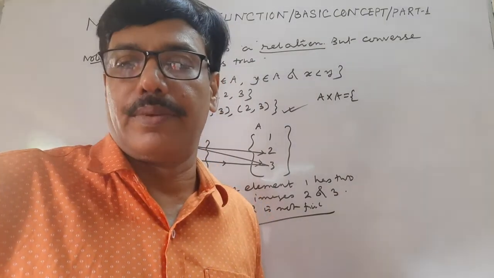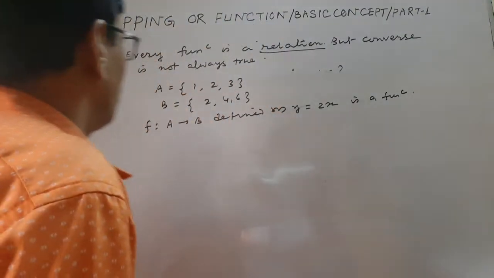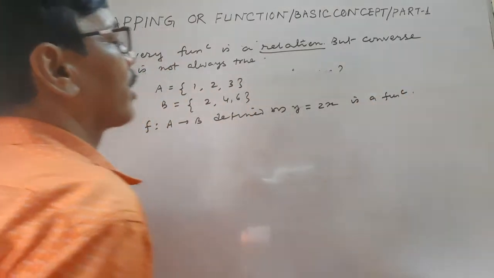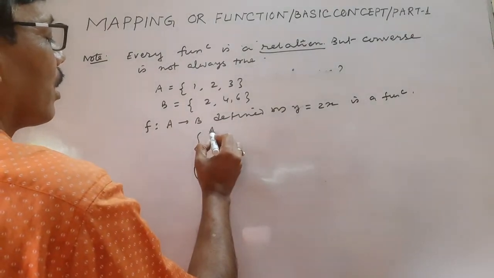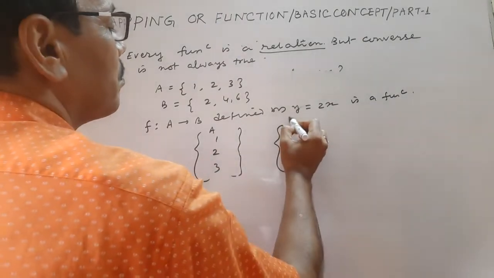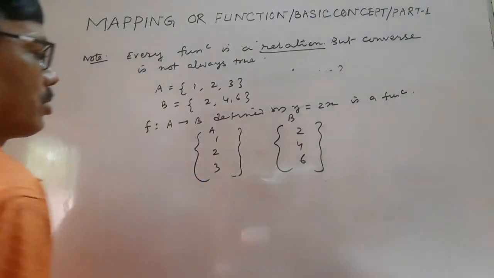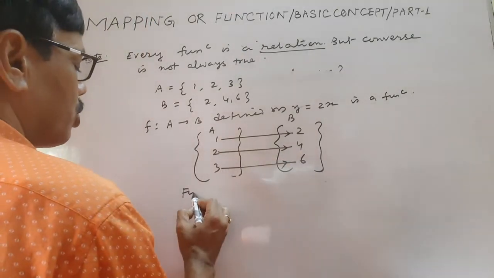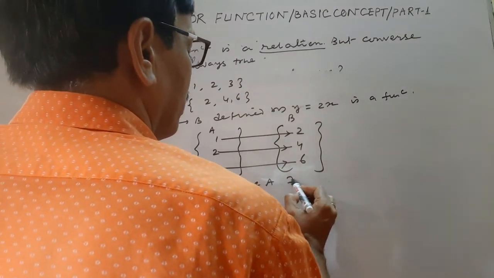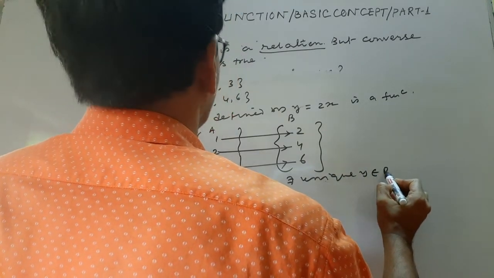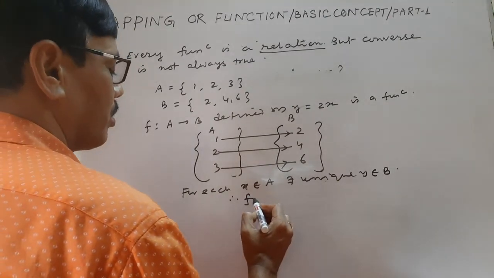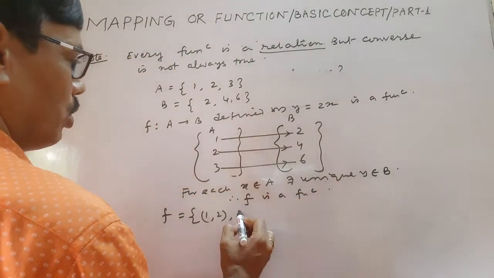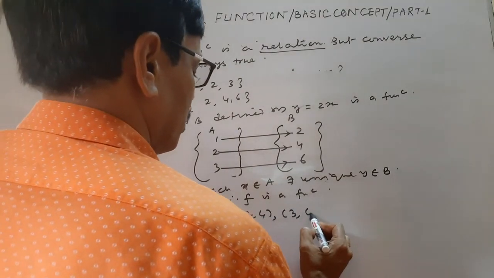Let us take one more example. A equals {1, 2, 3}, B equals {2, 4, 6}. Is the mapping from A to B defined by y equals 2x a function? For each x belonging to A, there exists a unique y belonging to B. Therefore, F is a function. What are the ordered pairs? (1, 2), (2, 4), (3, 6).